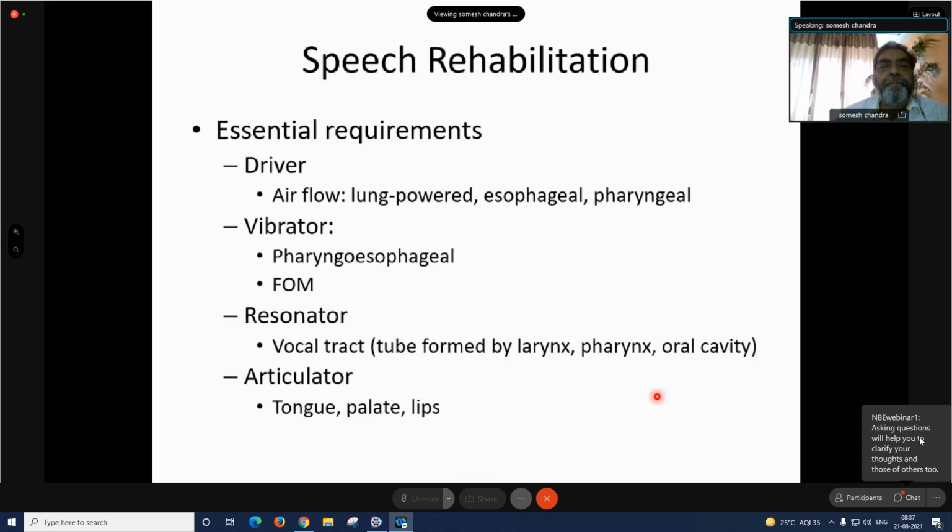Speech rehabilitation. What are the essential elements of speech? We need a driver, that's an airflow, which could be lung powered speech, esophageal speech, or pharyngeal speech.